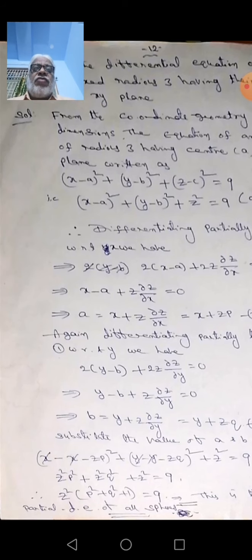Then (x minus a) whole square plus (y minus b) whole square plus z square is equal to 9. Differentiating partially with respect to x and with respect to y, we got the equations. The common equation is z square (p square plus q square plus 1) is equal to 9, the required equation of this sphere which has radius 3 and has its center on the xy plane. So this is the solution for that question.